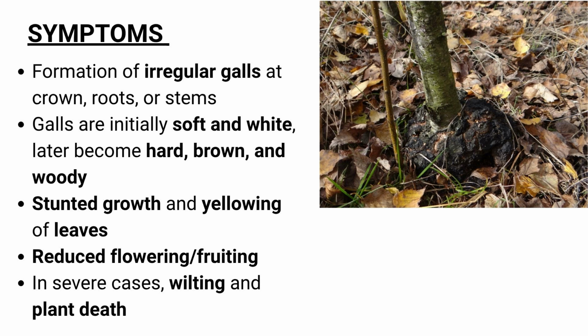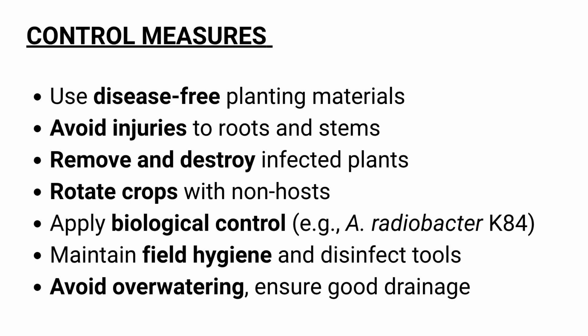Symptoms of crown gall disease include formation of irregular galls at the crown region, roots or stems. The galls are initially soft and white, but later become hard, brown and woody. It results in stunted growth of the plants and yellowing of leaves. It also causes reduced flowering or fruiting. In severe cases, it can result in wilting and plant death.